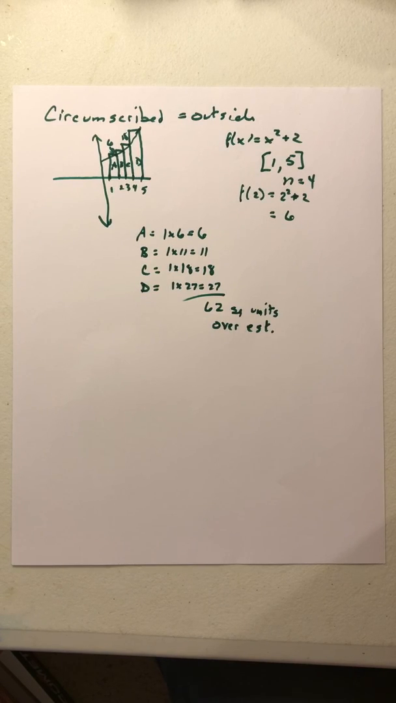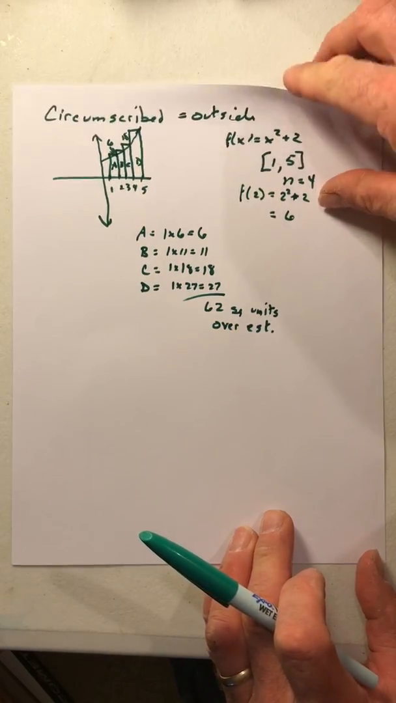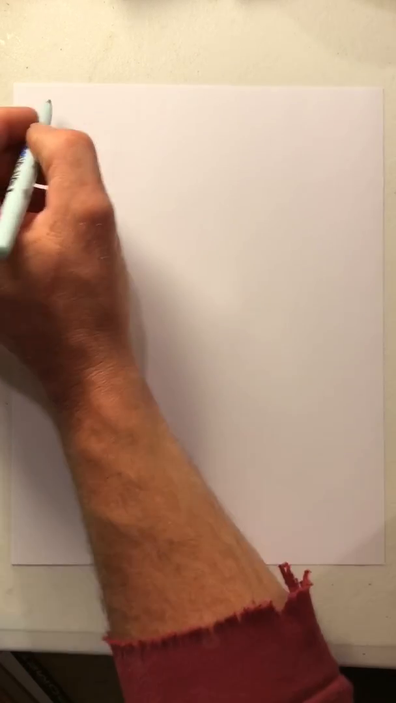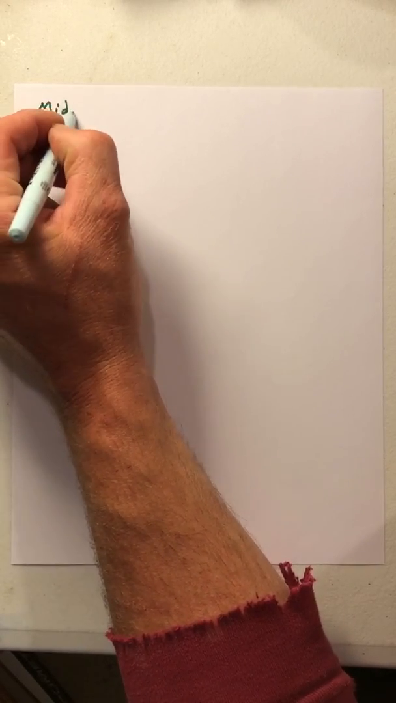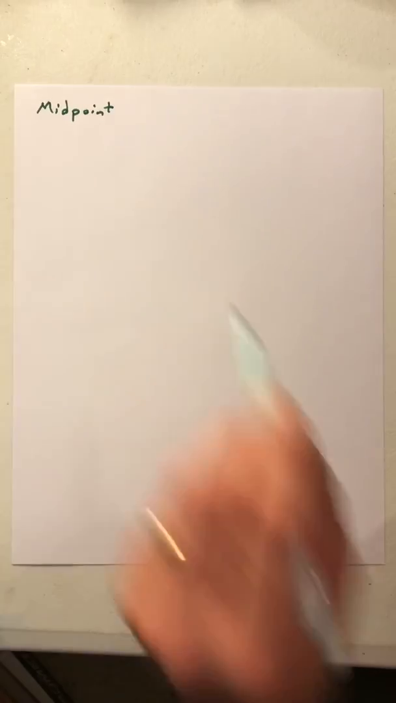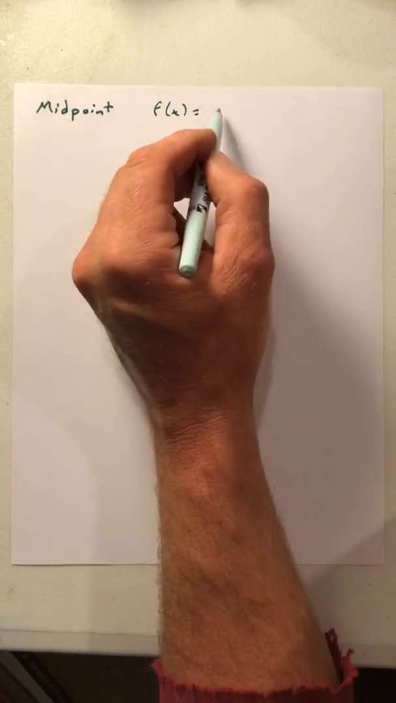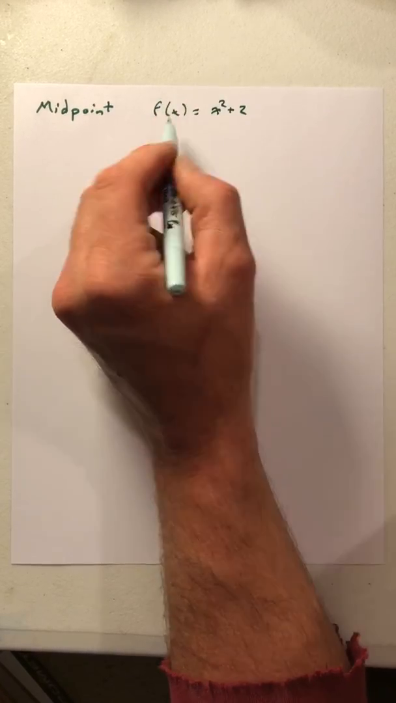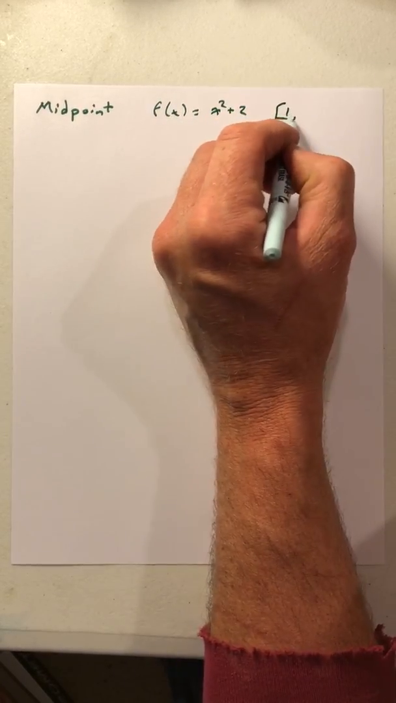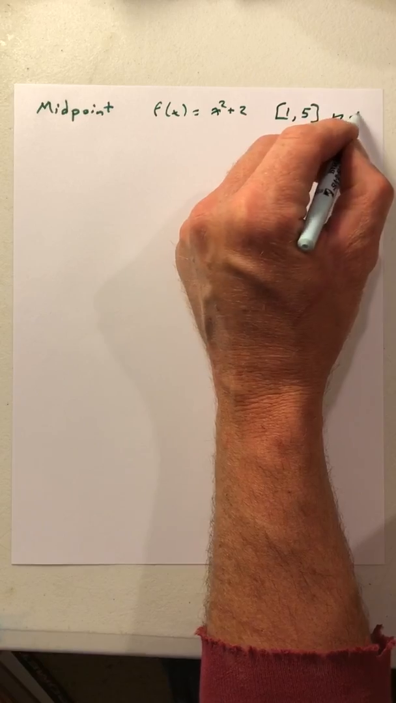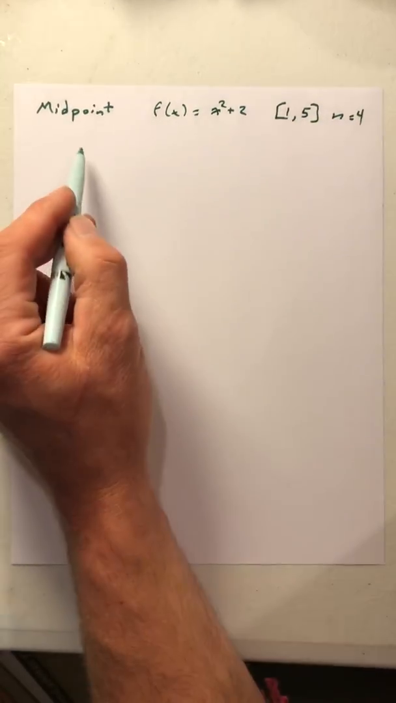Well, can we do a better job of approximating that actual area? And the next two methods are going to get us pretty close to what we want. And the next method I want to talk about is the midpoint. Midpoint gets to be a little more cumbersome, hairy if you wish. So the midpoint, again, we're going to look at the same function, f of x is x squared plus 2. We're going to go from 1 to 5. And again, we're going to still keep it in 4 sections.